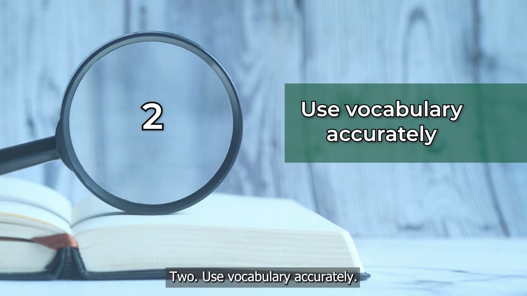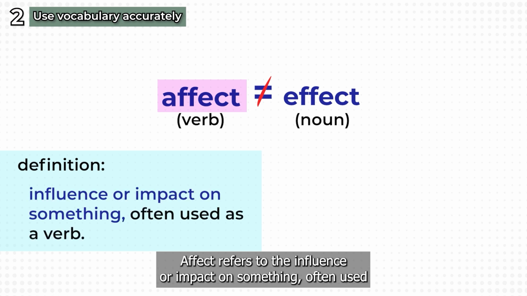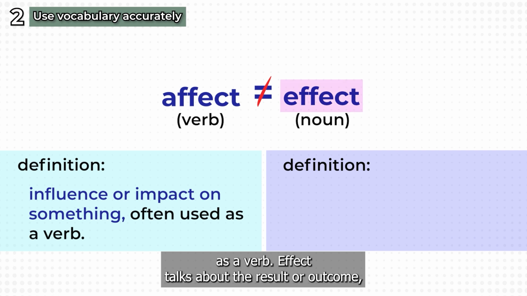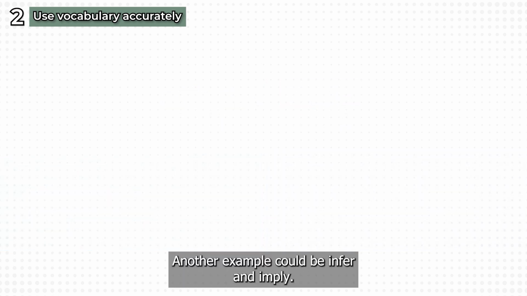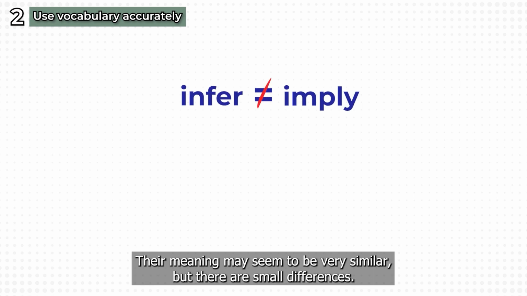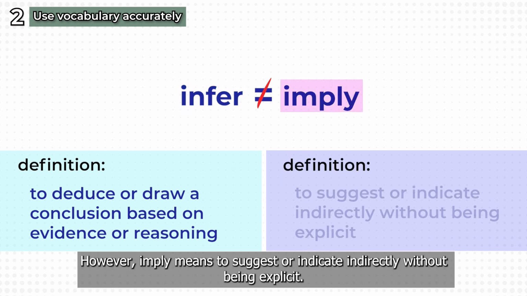2. Use vocabulary accurately. Do not confuse, for example, affect and effect. Affect refers to the influence or impact on something, often used as a verb. Effect talks about the result or outcome, often used as a noun. Another example could be infer and imply. Their meaning may seem to be very similar, but there are small differences. Infer means to deduce or draw a conclusion based on evidence or reasoning. However, imply means to suggest or indicate indirectly without being explicit.